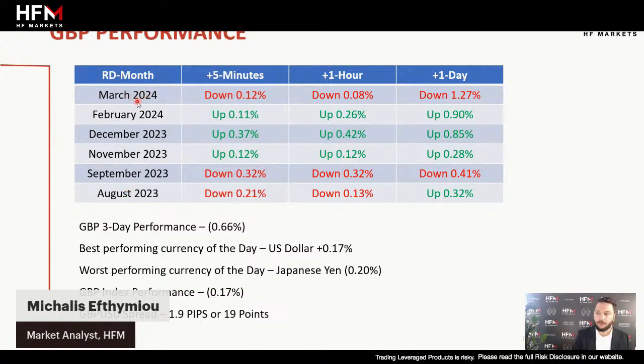If we look at, for example, March, you can see the price after 5 minutes, after 1 hour, and after 24 hours all moved in the same direction. If we look at February, it increased after 5 minutes, increased after 1 hour, and increased after 24 hours. So it's always been in the same direction after the announcement. So this is something for you definitely to take into consideration. The only occasion was, of course, going back 10 months ago and looking at August.